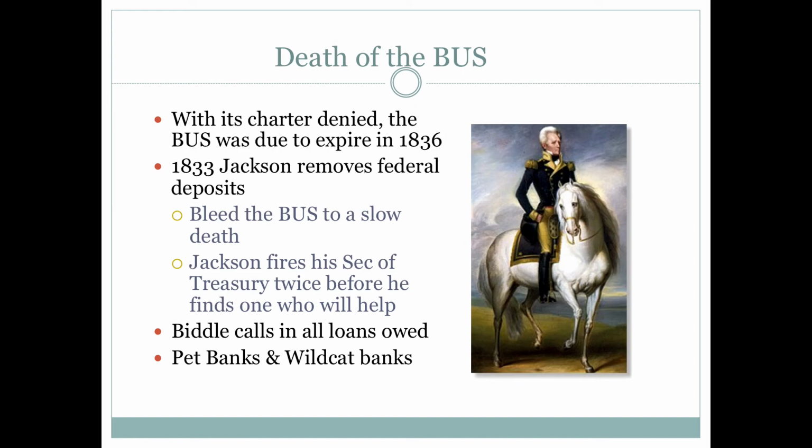Nicholas Biddle, if you took notes from the slides before, is the president of the bank. He tried to stop this. He threatens to call in all loans, and Jackson doesn't care. And the bank dies. The bank simply collapses. And what winds up happening by 1837 is one of the worst economic panics of that time period, because Jackson destroys this bank that regulates everything for us, and he puts all this in the hands of state banks that cannot regulate the economy.